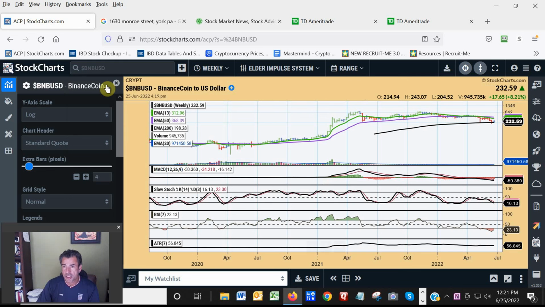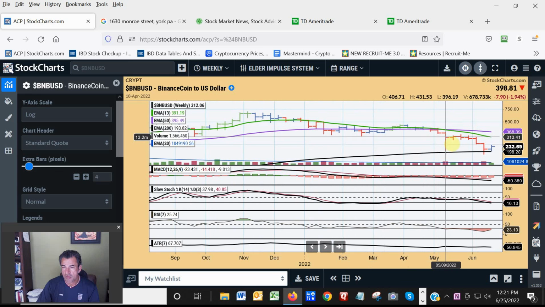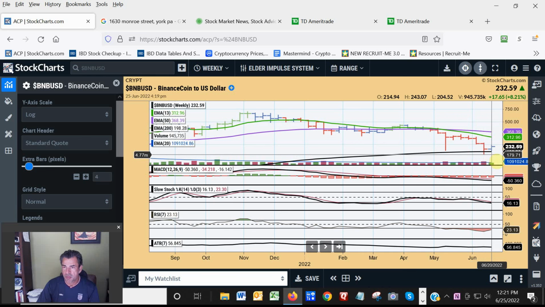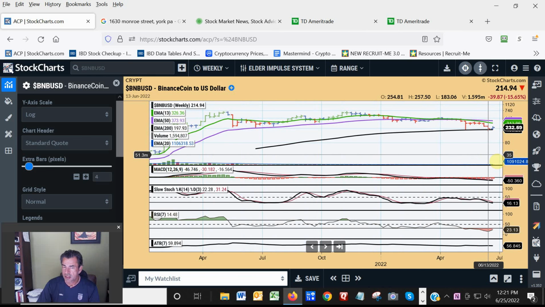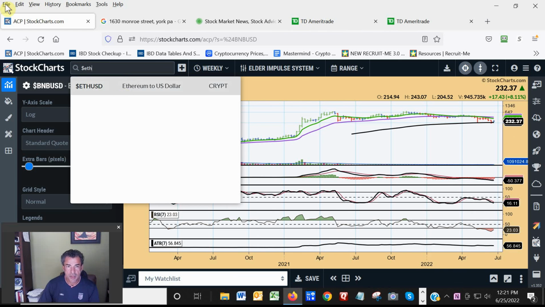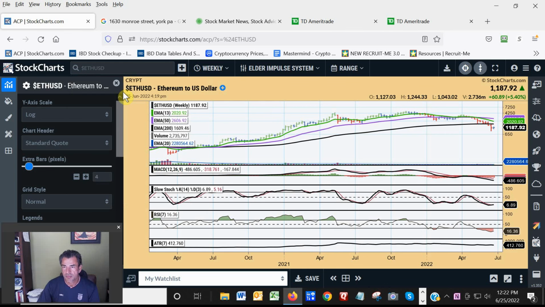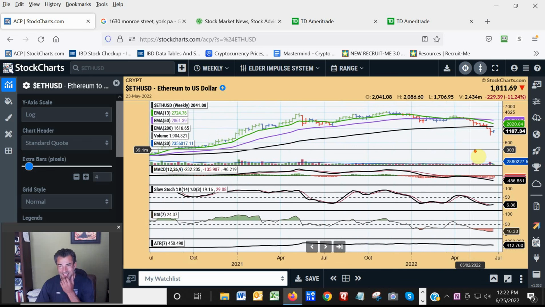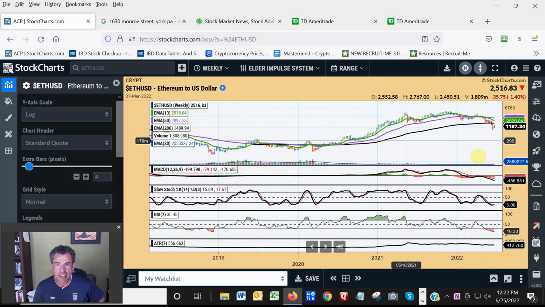Here's a nice chart. This is a Binance chart, okay? And look at how all of a sudden this fell to the 200-day moving average and bounced back up again. There's a big difference between what Bitcoin did and what Binance did, okay? So you can kind of see that the support held a little bit there. How about Ethereum? See, Ethereum just dropped right through again. So anyway, just thought I'd share that with you guys.